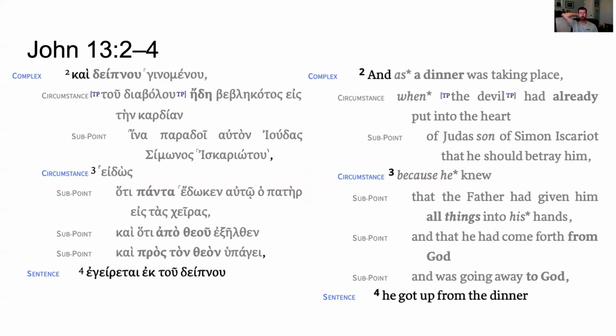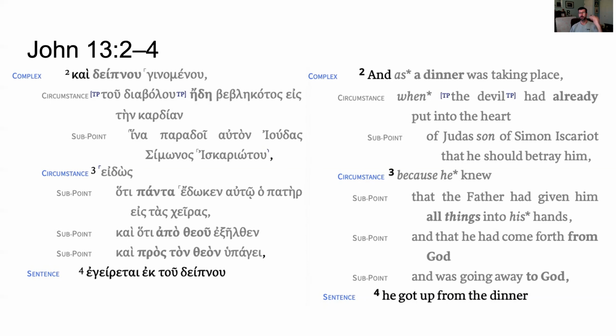And again, you have a tremendous amount of information that is effectively backgrounded through these dependency relationships, so that what that does is it places the spotlight on one action. This is the grammatical group hug. John could have just as easily said, there was a dinner taking place, and the devil inhabited the heart of Judas, and Jesus knew that the Father had given him all things, and that he was going to the Father, and he got up from the dinner.